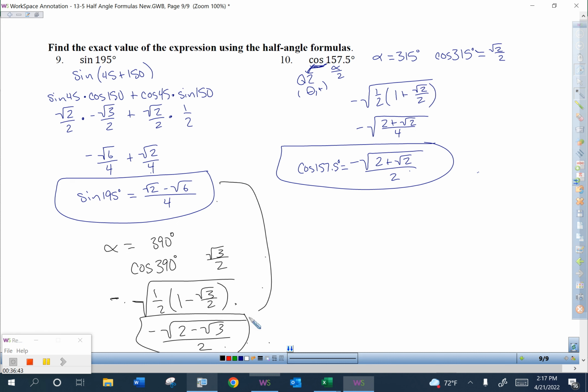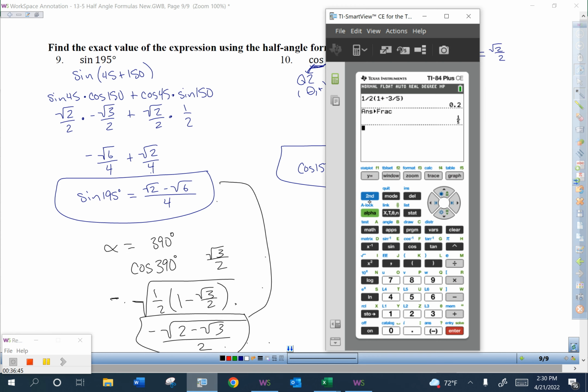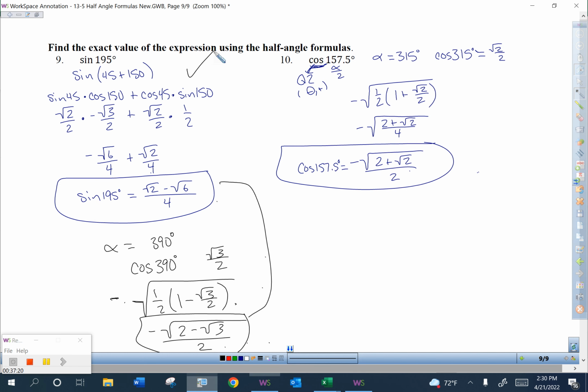These are equivalent mathematically. If I type this in, remember you could always check these. Square root of 2 minus the square root of 6, enter, divided by 4. That's the same thing as sine 195. Okay, they check. But also, this is the same. So negative big square root 2 minus another square root of 3, enter, divided by 2. They match. It's just messier. Okay, so please don't forget sum or difference formulas.